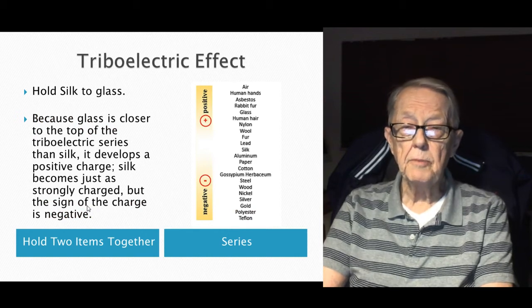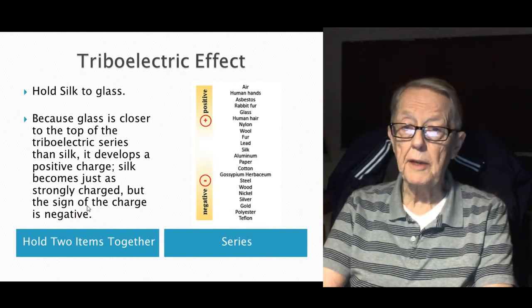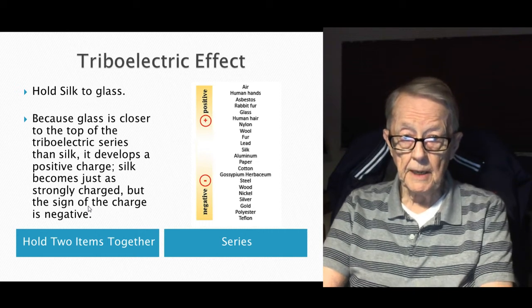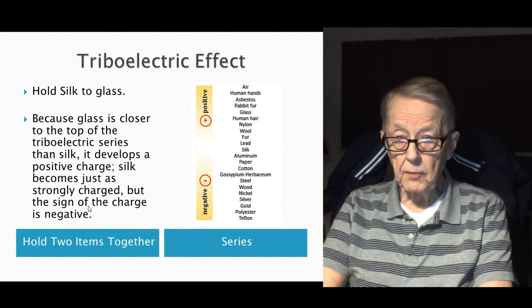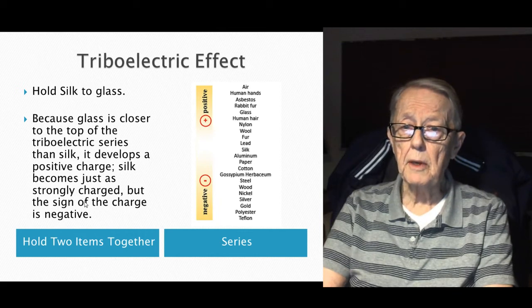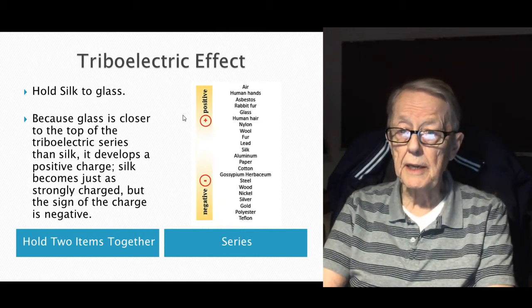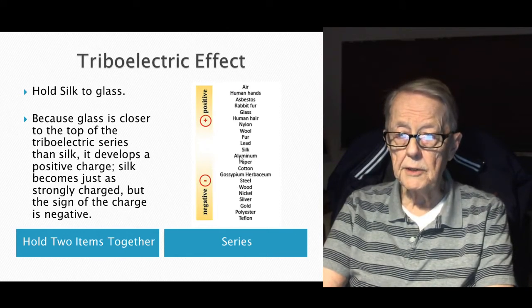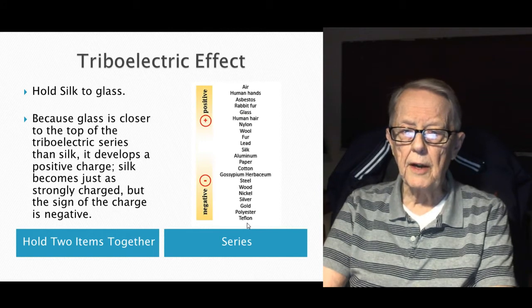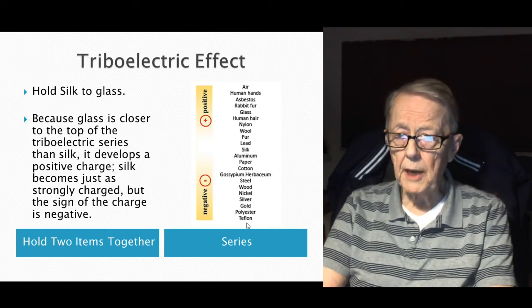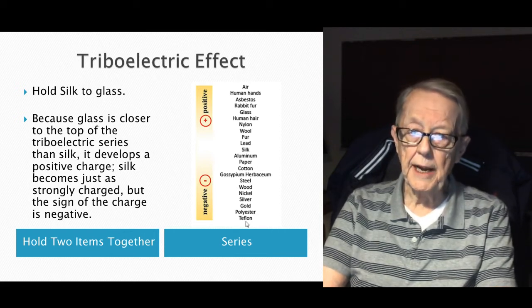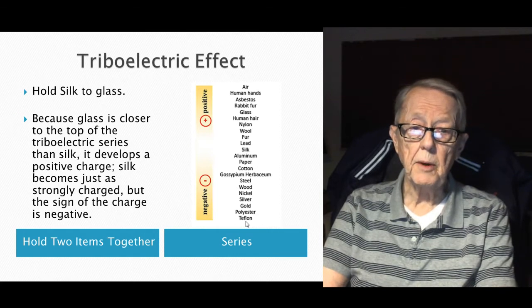Okay, so we're going to talk more today about static charge, and one of the things that is important is what's called the triboelectric effect. On the right is a chart, a triboelectric series actually, where it lists objects such as air, human hands, and all the way down to Teflon. These are the types of objects that can easily gain or lose G1 particles.